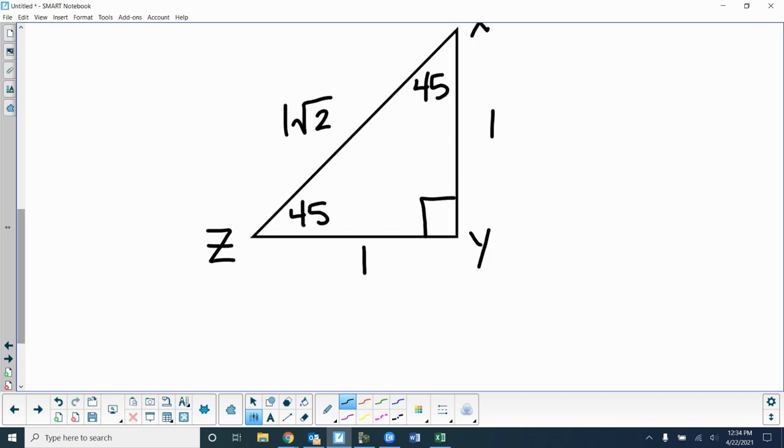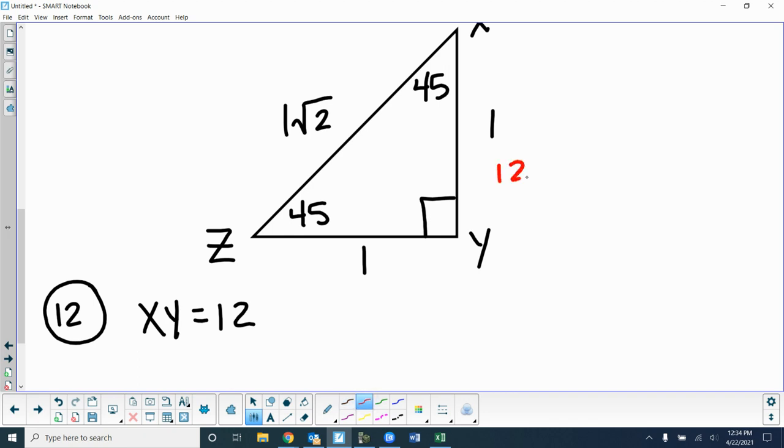Okay? So, number 12, I gave you XY is 12. So this is a 12. So what's this one? 12. What's this one? Which one am I asking you for? XZ, right? So that's our answer. Okay?